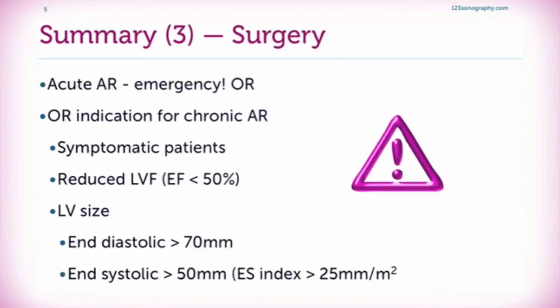So what are the indications for surgery? Acute AR is an emergency, especially if AR is not tolerated by these patients. And in chronic AR, if the patients are symptomatic, if they have a reduction in left ventricular function, in other words, an ejection fraction below 50%, and if there is excessive increase in left ventricular size, the cutoff values here are more than 70 millimeters end diastolic diameter and more than 50 millimeters end systolic diameter, or if you index the end systolic diameter to the body surface area, more than 25 millimeters per square meter.